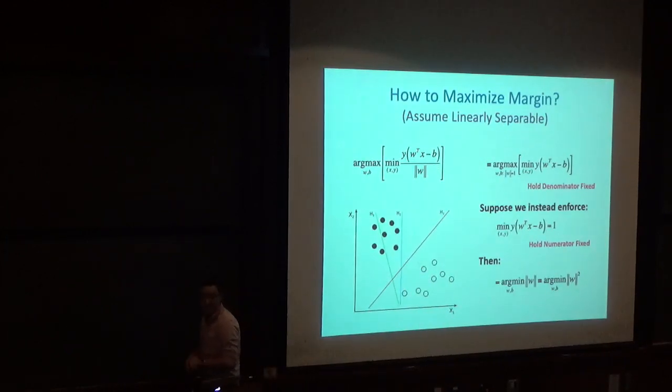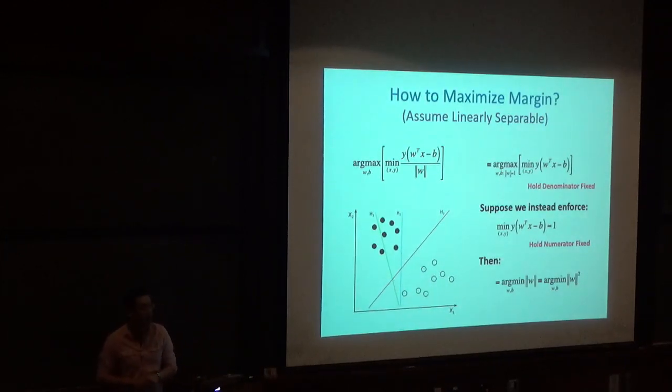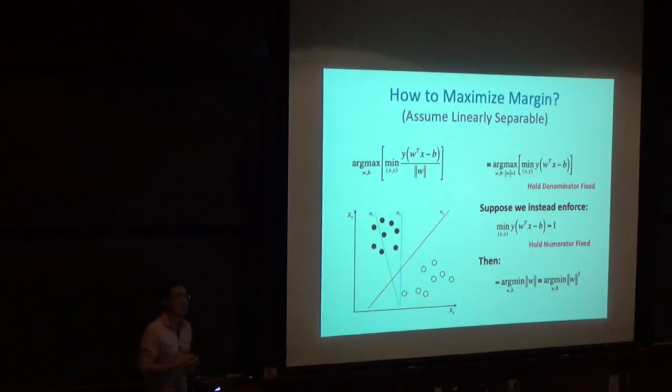And this turns out to be the formulation we want to use because it's more convenient in terms of optimization. And I'll touch upon that in more detail in the next slide. Are there any questions right now in terms of the high-level roadmap?